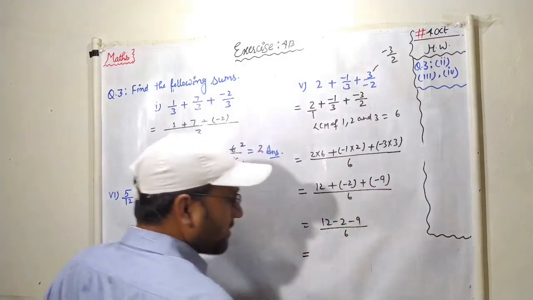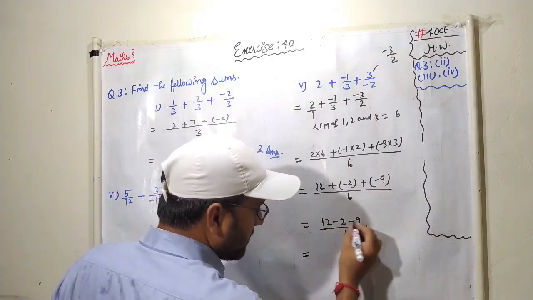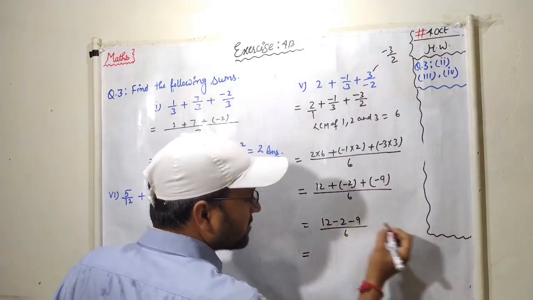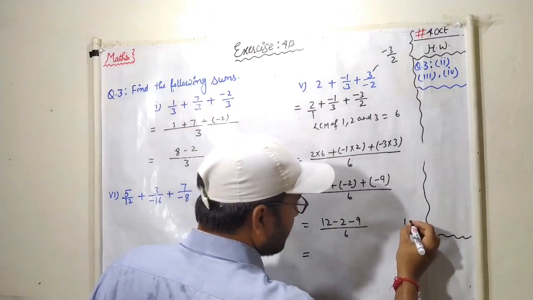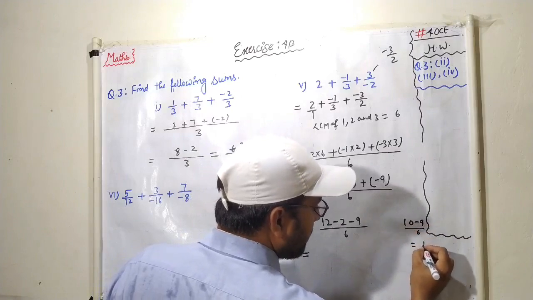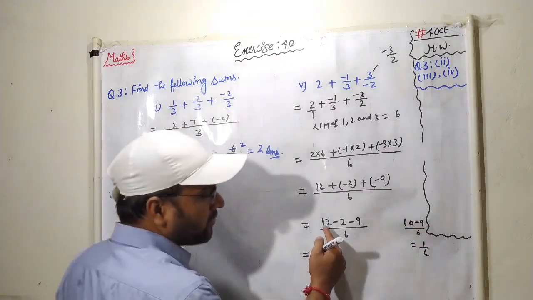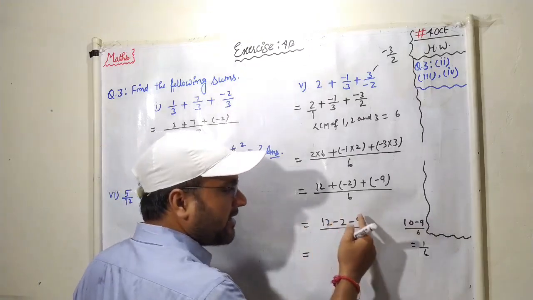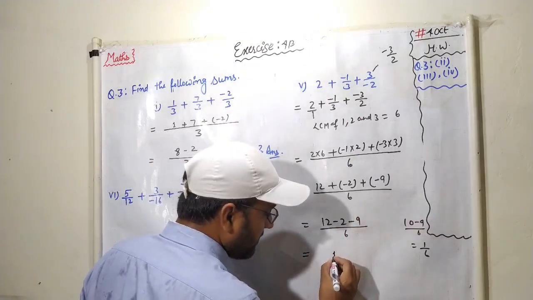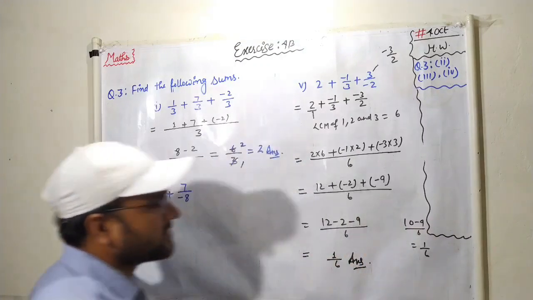If you want you can subtract 12 minus 2, you will get 10. 10 minus 9, what will you get? You will get 1 upon 6. Simple, isn't it? 12 minus 2 is 10, and 10 minus 9 gives 1 upon 6. This is your answer, students, for this case.